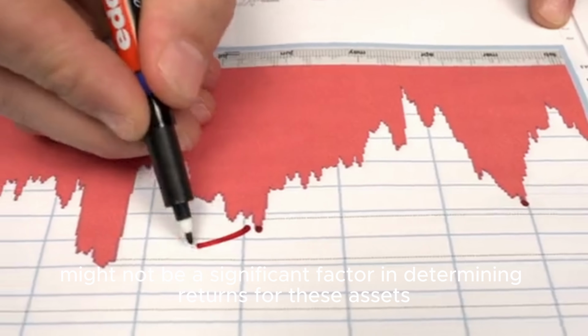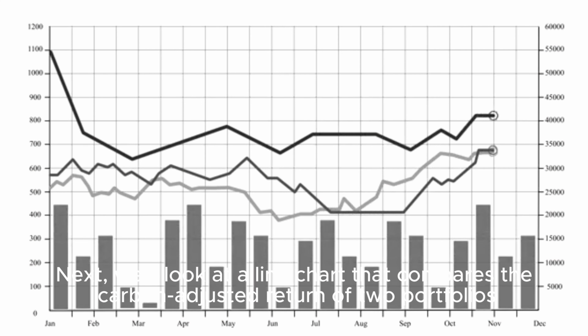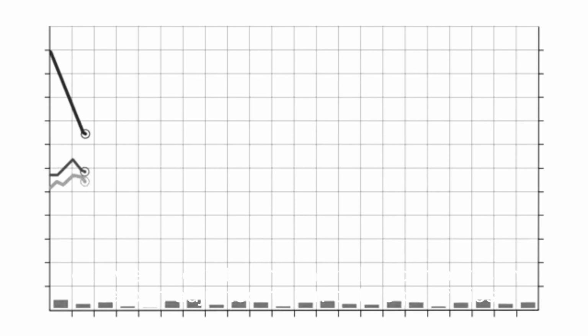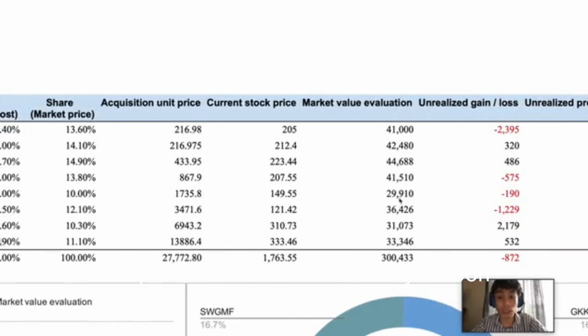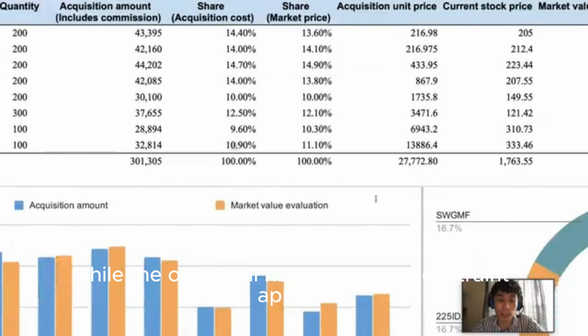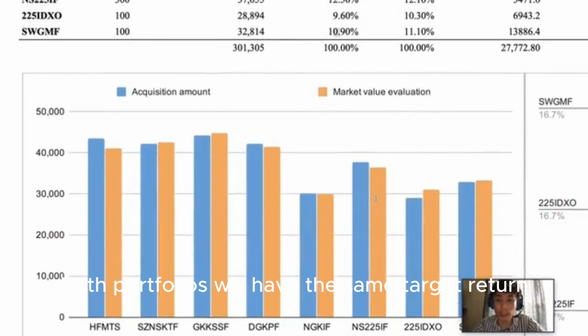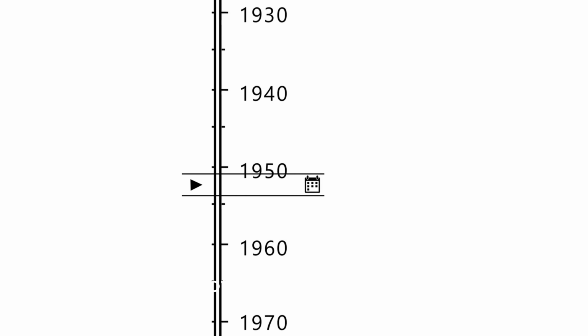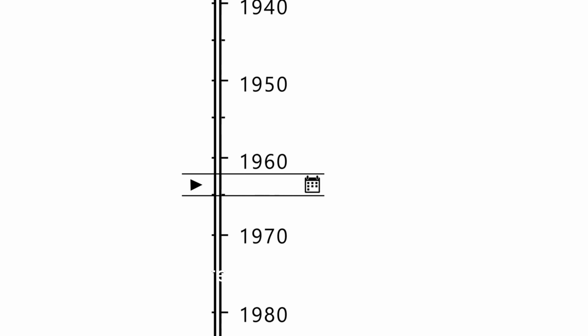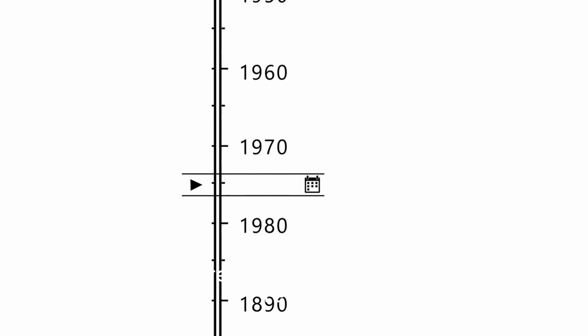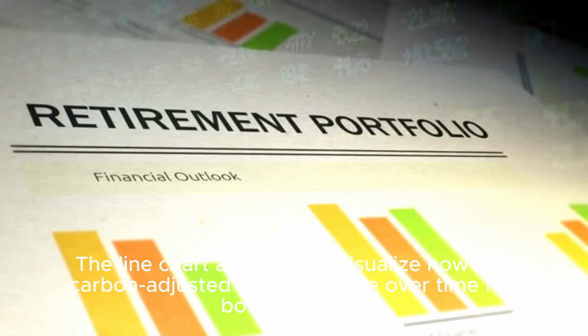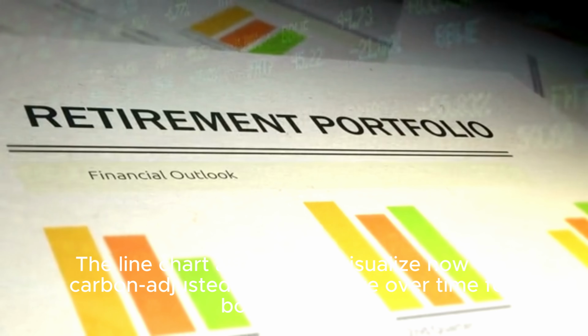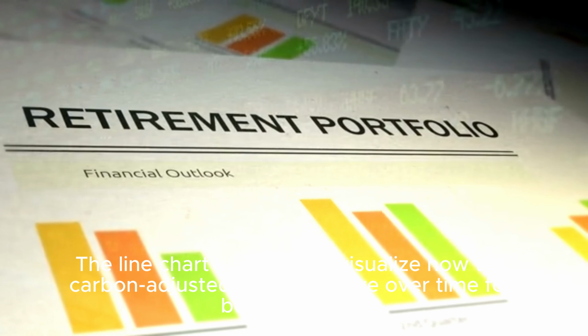Next, we'll look at a line chart that compares the carbon adjusted return of two portfolios. One portfolio will be without any carbon constraints, while the other will have a carbon constraint applied. Both portfolios will have the same target return. The x-axis of this chart represents time, and the y-axis represents the carbon-adjusted return. The line chart allows us to visualize how the carbon-adjusted returns evolve over time for both portfolios.